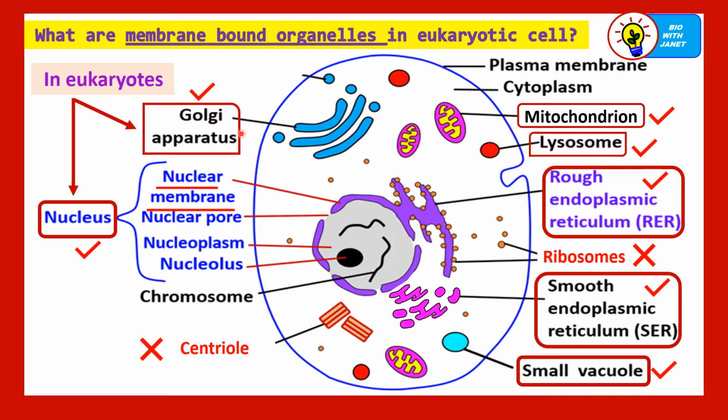Apart from that, we have membrane-bound organelles such as the Golgi apparatus. As you can see, the membrane is the black line here, and then the mitochondrion, which has double membranes, the inner and outer membrane, and then lysosome, rough endoplasmic reticulum, smooth endoplasmic reticulum, and vacuoles. All these have membrane surrounding them. Only the ribosomes and the centrioles here are not bound by membranes. If you were to enlarge the ribosome, it's actually made up of two subunits, but it's not surrounded by a membrane.